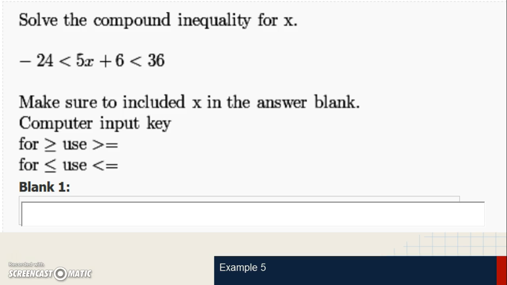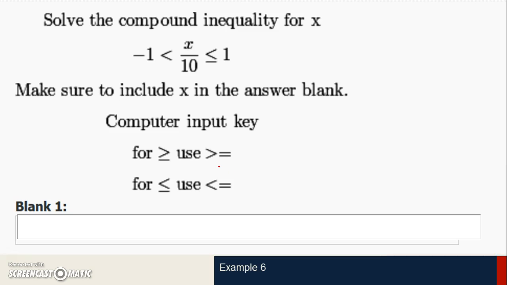Here's our next one. It's also an AND statement. Subtract 6 from both sides. I'm just doing my inverse operations. And I end up with -30 is less than 5x is less than 30, positive 30. I divide each by 5. And I end up with -6 is less than x is less than 6. Notice as I write these in, it's always smallest to largest.